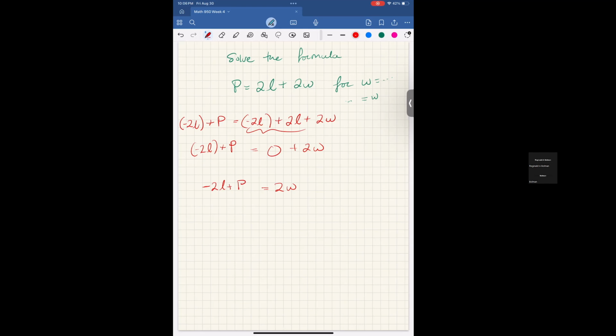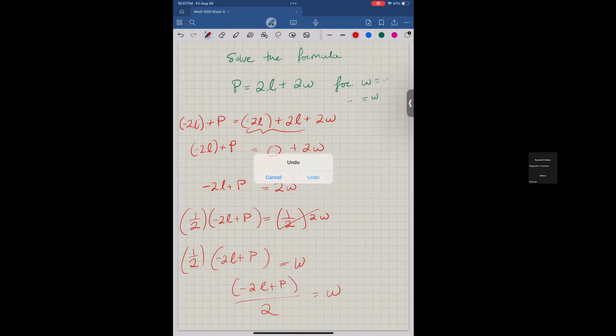You're almost done. Go ahead and use that multiplicative inverse law on both sides of your equation. You've got W is equal to negative 2L plus P times 1/2, or you can write it negative 2L plus P all over 2 is equal to W. And that is all we have to do.